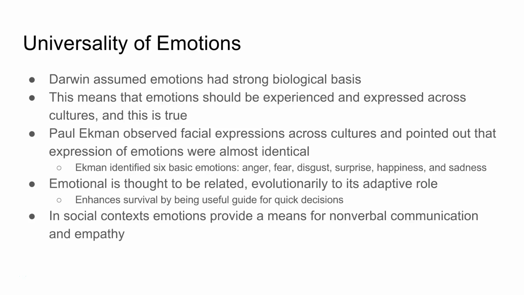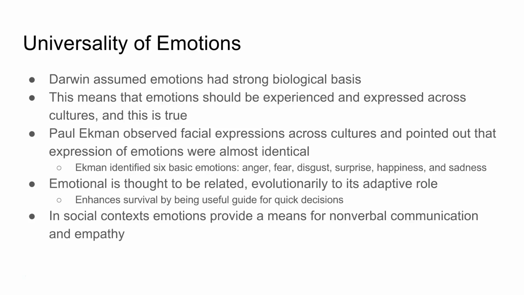And so to understand this, there's some idea that emotions are thought to be related, evolutionarily speaking, to the adaptive role of emotions. And emotions can enhance survival by being a useful guide for quick decisions. So if you feel the emotion of fear, that is a good indication that you should get out. Or if you feel the emotion of anger, it's a good indication that you should get ready to defend yourself, right? It's these emotional initial actions that help us to make quick decisions and react. And this could have been useful in saving our lives.